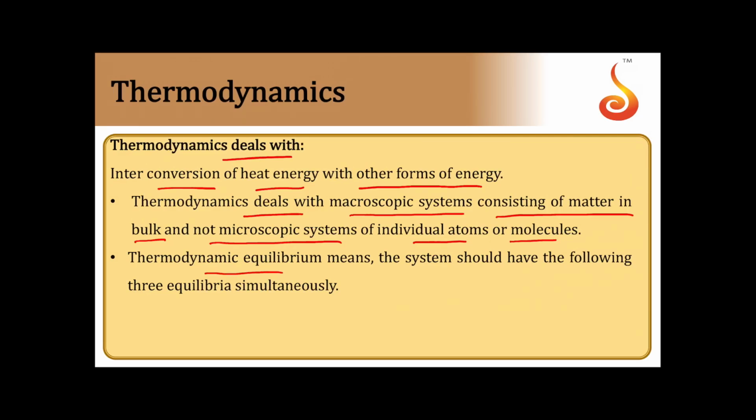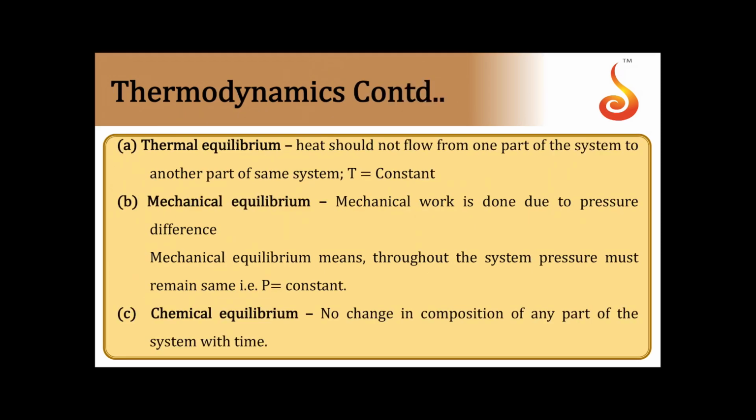Thermodynamic equilibrium. It means the system should have the following three equilibria simultaneously. The first one, thermal equilibrium. Heat should not flow from one part of a system to another part of the same system. That is, throughout the system, temperature must remain constant. So T is constant, so heat will not flow from one part to another part. That is said to be thermal equilibrium.